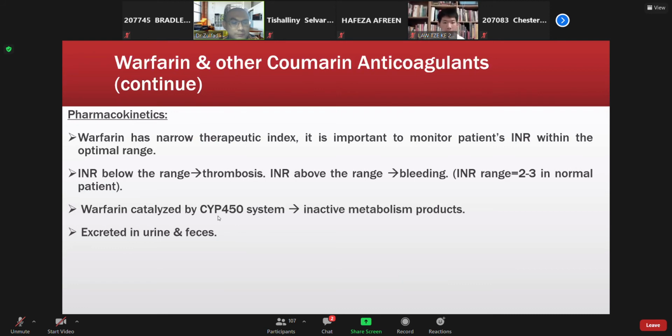Warfarin is metabolized by the CYP450 system. So there is no accumulation of free active metabolite, because the metabolites of warfarin metabolism are inactive metabolites.